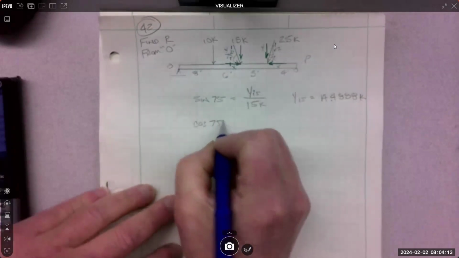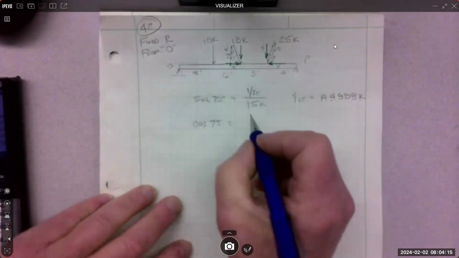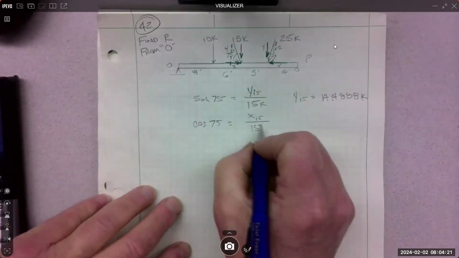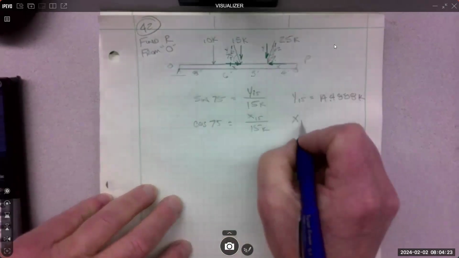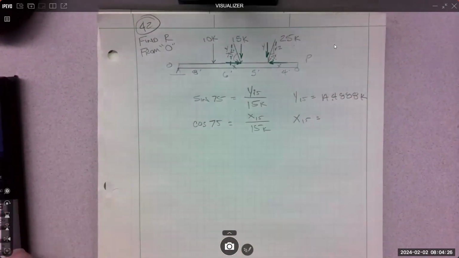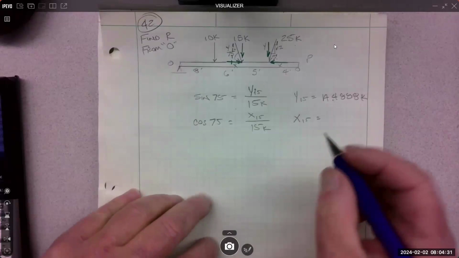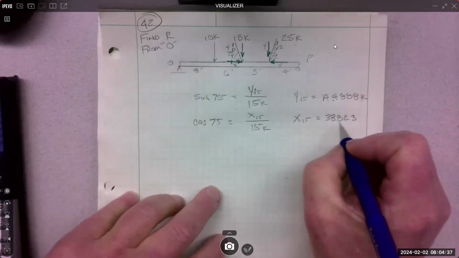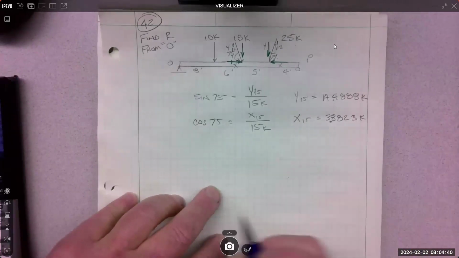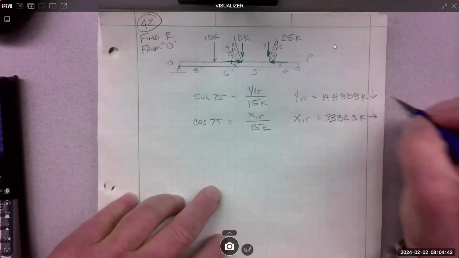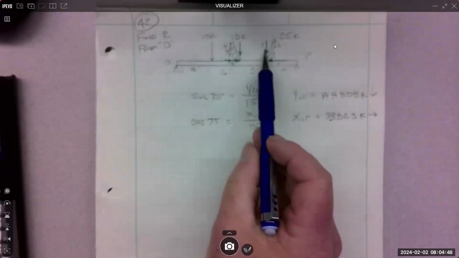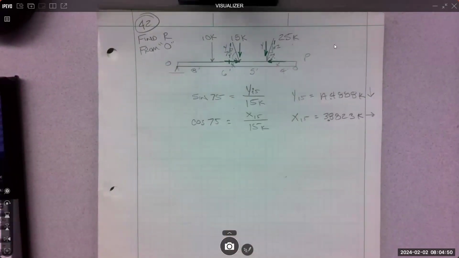Cosine of the 75 is going to equal adjacent, that's the X of the 15 kip force, over 15K. So the X of the 15 equals 3.8823. That one going this way, this one going this way. All right, so that's these two here. And now I'm going to get these two. So I'm just going to get all these components right away.